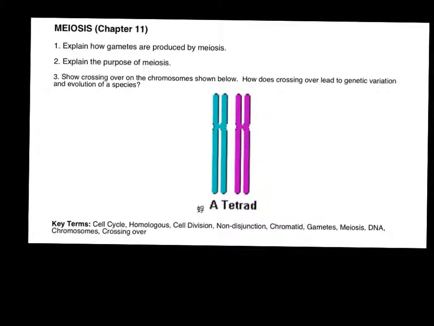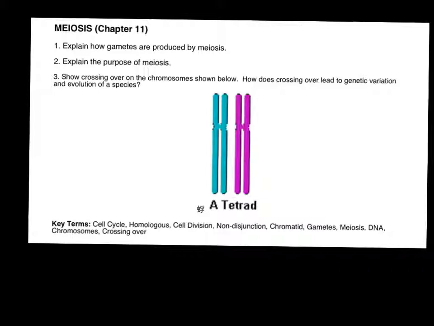This video is going to answer 3 questions at the same time. The first question in Chapter 11, Review: explain how gametes are produced by meiosis. The second: explain the purpose of meiosis. And 3: show crossing over on the chromosomes shown below. How does crossing over lead to genetic variation and evolution of a species? In essence, question 3 is also asking you about question 16.